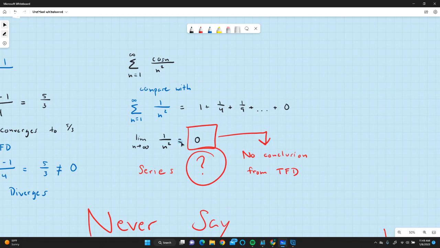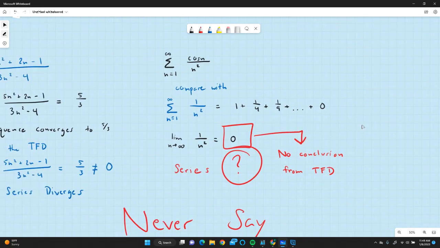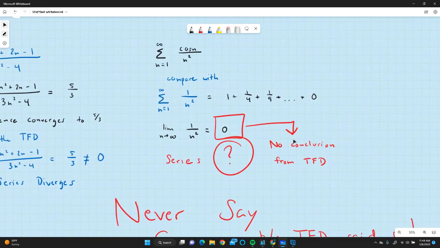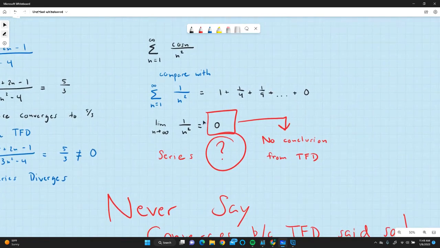So immediately students will be like, well, that means it's convergence and we're done. If that was how this worked, this would be a joke of a section because this is all we'd ever have to do. It's not that simple. There's no conclusion in this case. We don't know what this series does. We have to use another test, which is coming later.